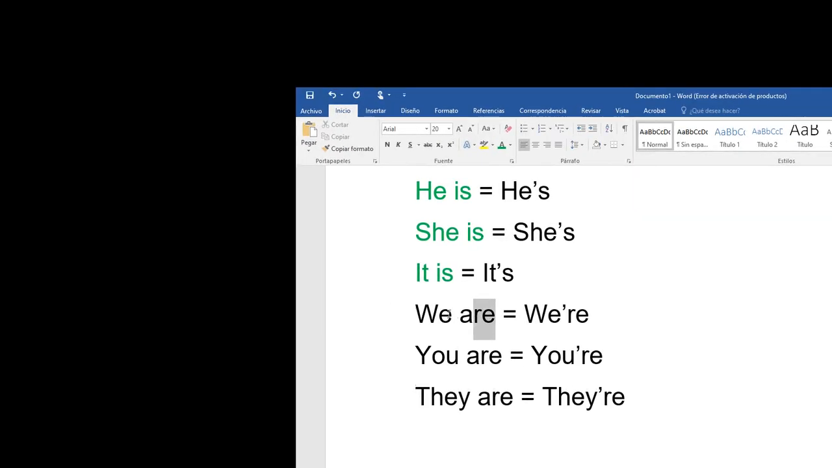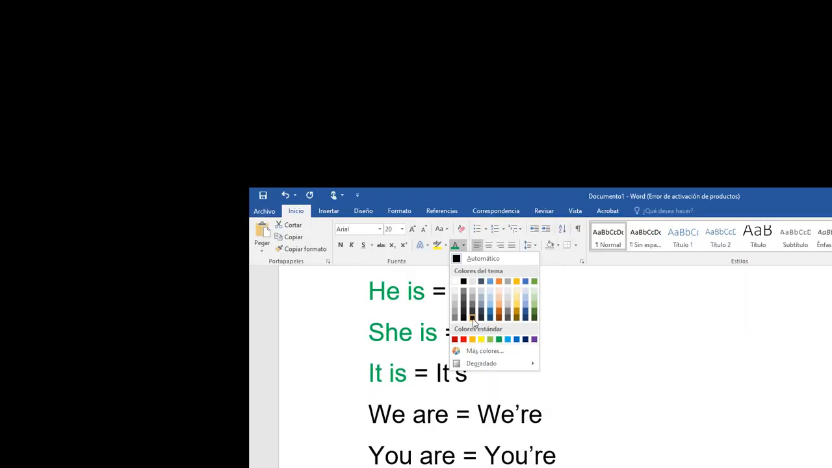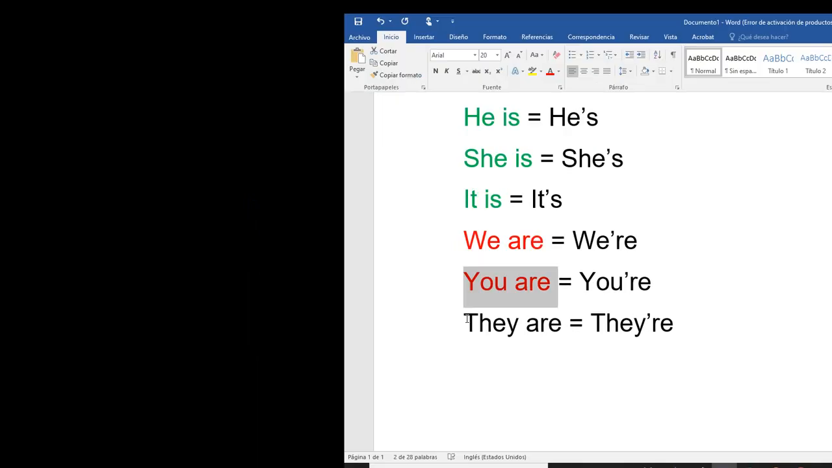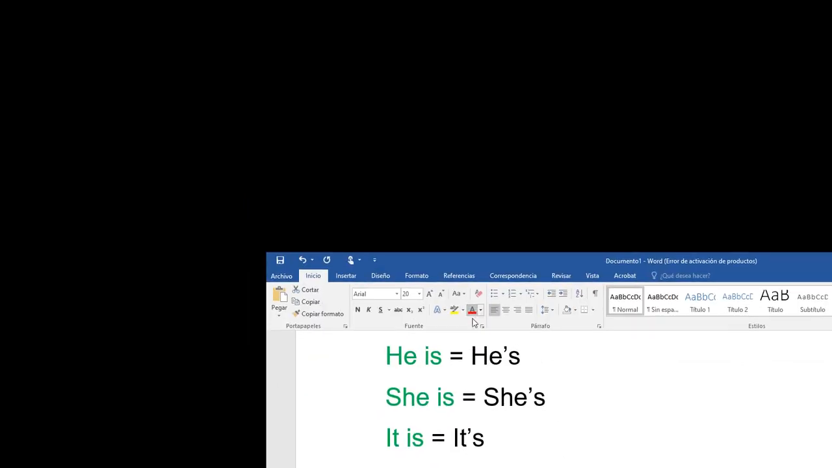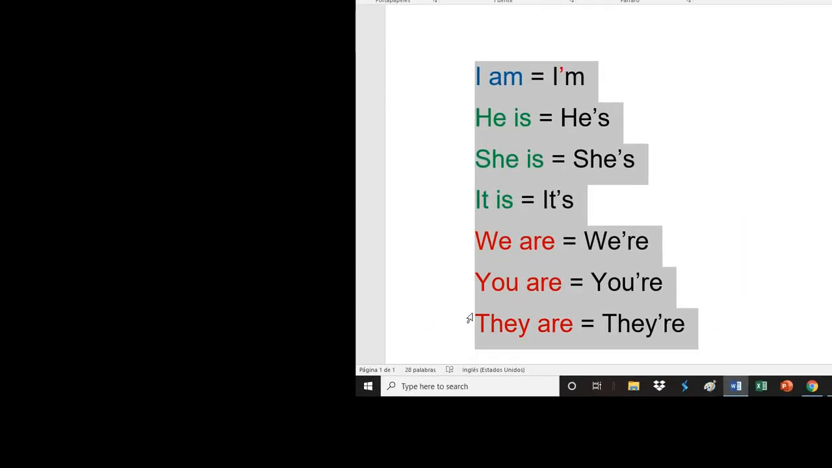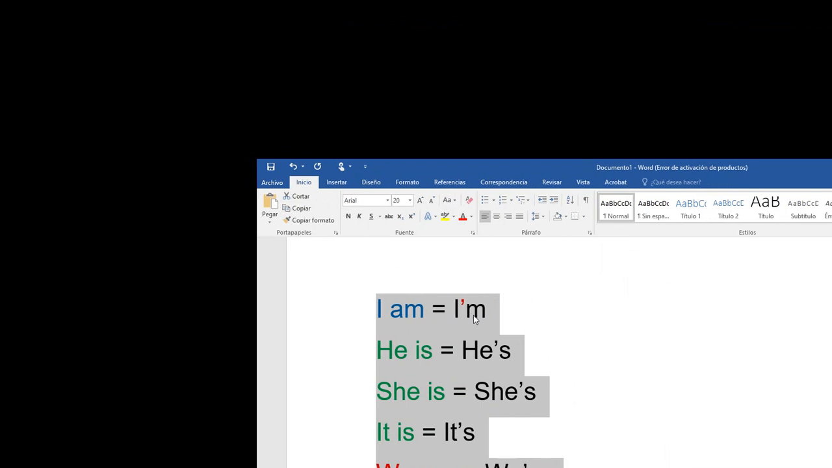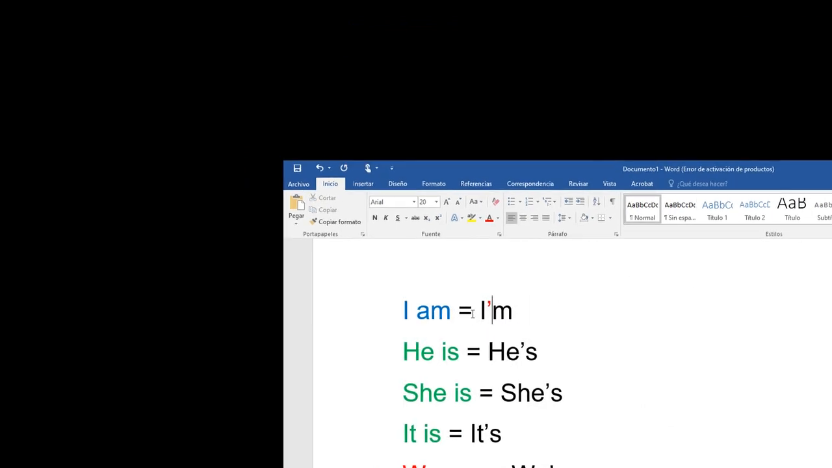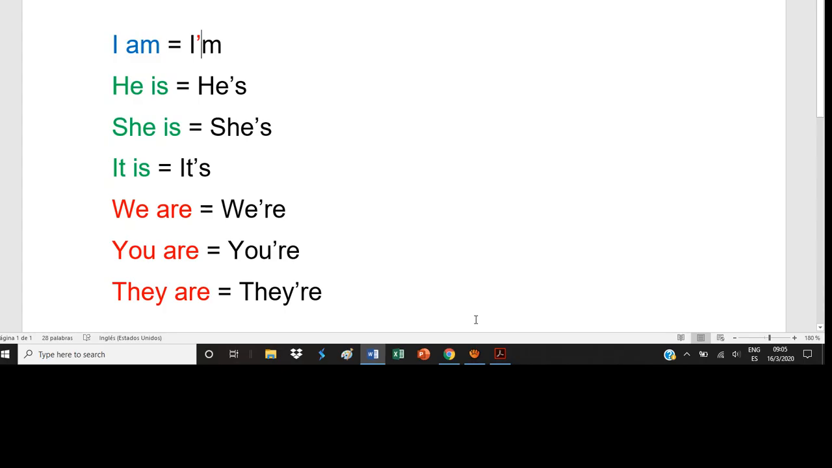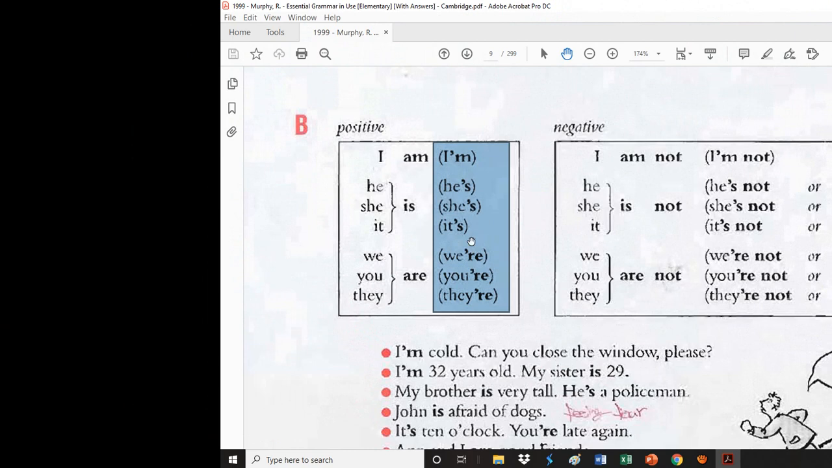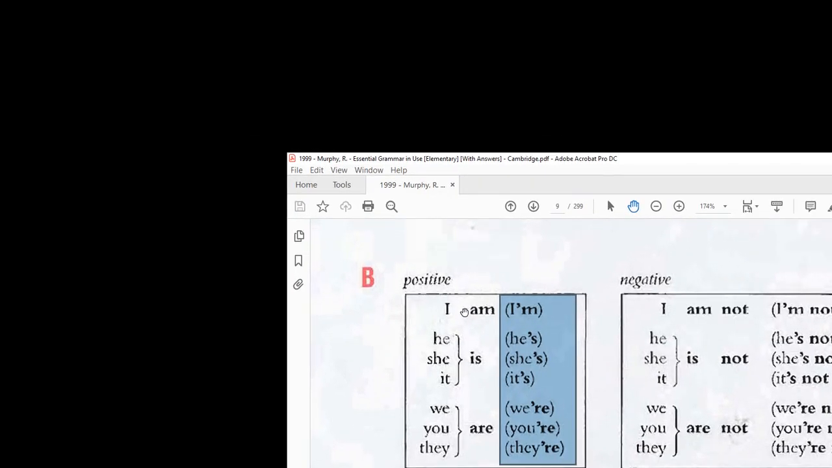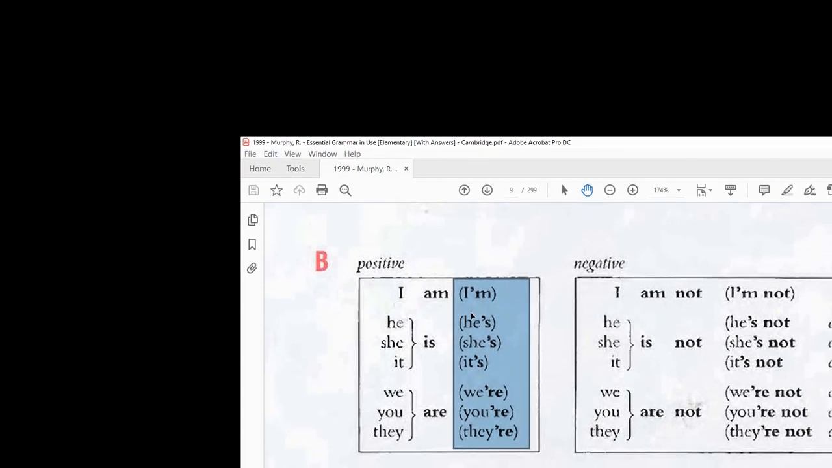All right, now let's color this red. Yes, a red one. Good. All right, so there you go. All personal pronouns are in here, and all have their contraction on the right after the equal sign. It's not that difficult, so that is the origin of how it is. Okay, let's go back to our chart over here. So I am would be I'm.